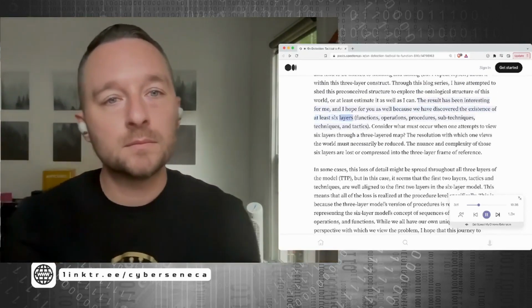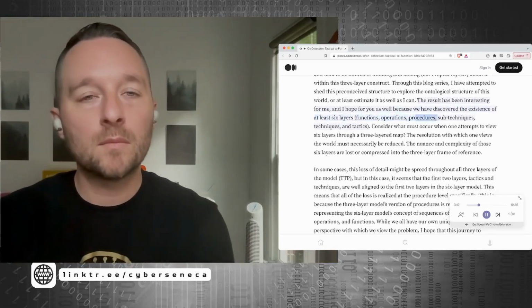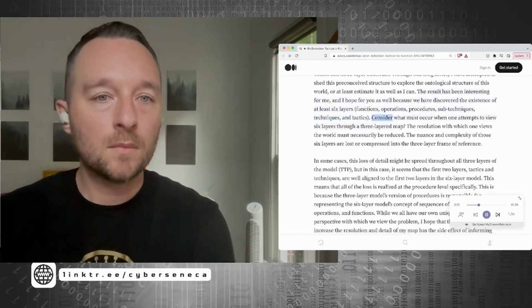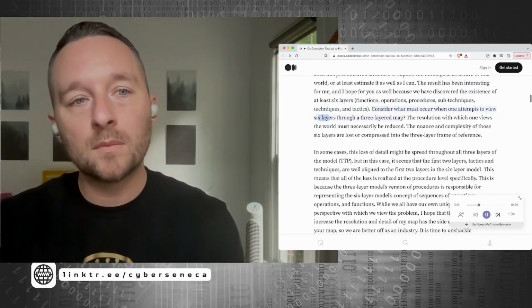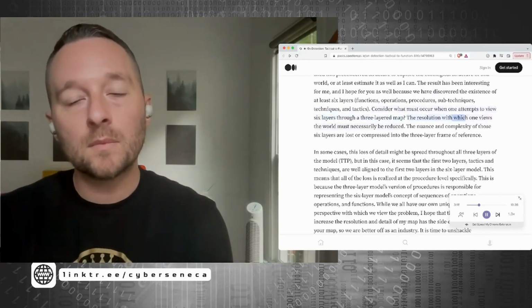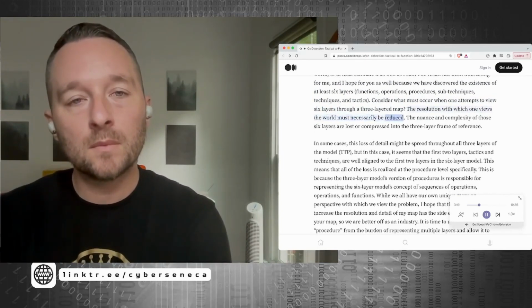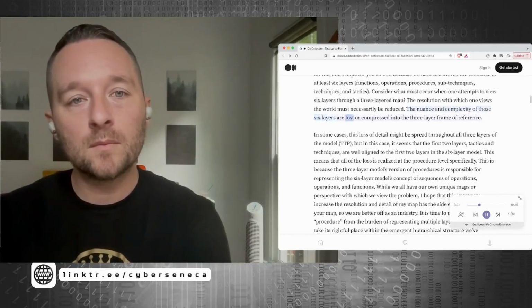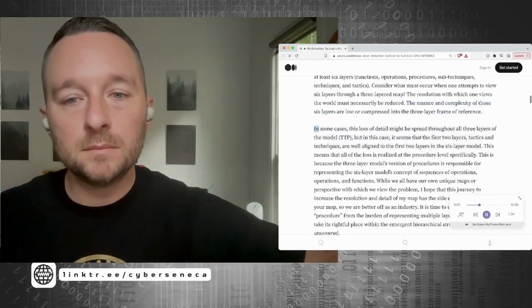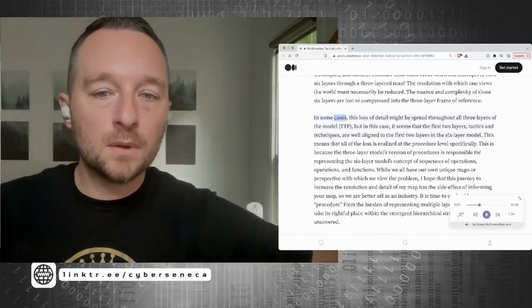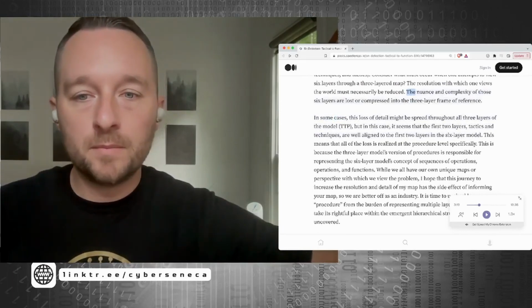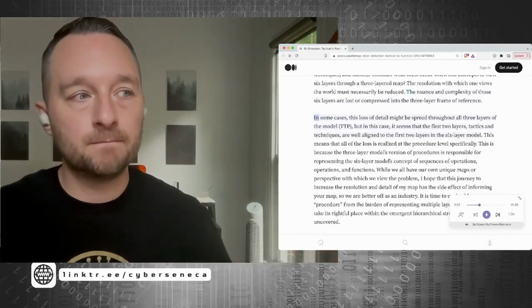We have discovered the existence of at least 6 layers: functions, operations, procedures, sub-techniques, techniques, and tactics. Consider what must occur when one attempts to view 6 layers through a 3-layered map. The resolution with which one views the world must necessarily be reduced. The nuance and complexity of those 6 layers are lost or compressed into the 3-layer frame of reference. In some cases. So I do agree to some aspects of that.